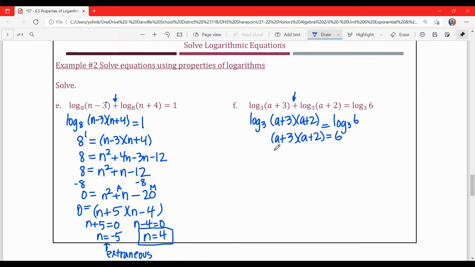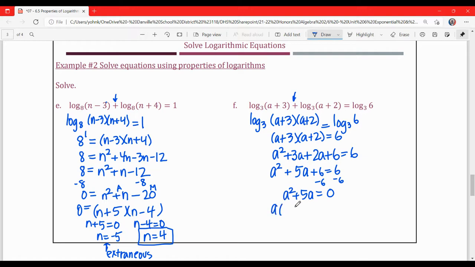I can double distribute on the left. a squared plus 3a plus 2a plus 6 equals 6. I can collect like terms on the left side: a squared plus 5a plus 6 equals 6. I can move the 6 to the left: a squared plus 5a equals 0. I can factor an a out: a times the quantity a plus 5 equals 0.